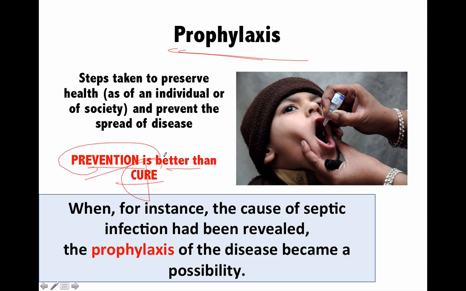It is always better to not let the disease affect you rather than after the disease having affected you, you try to take medicines. So when we give the polio drops to a child, what we are doing? Prophylaxis. So vaccination is a type of prophylaxis.